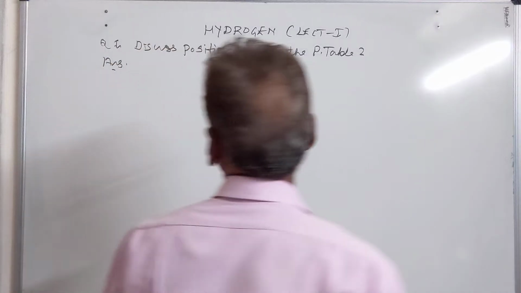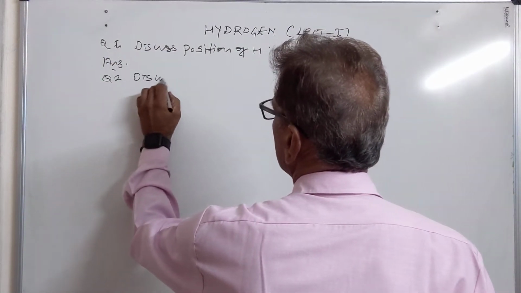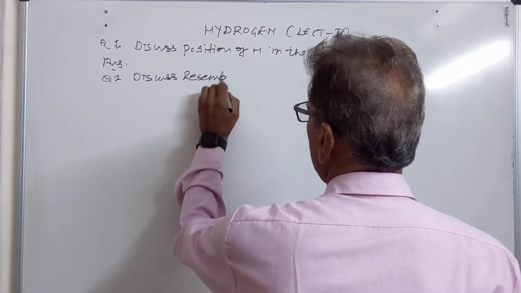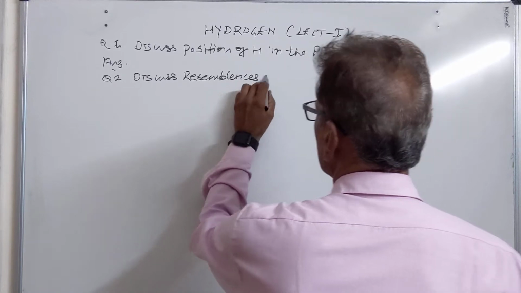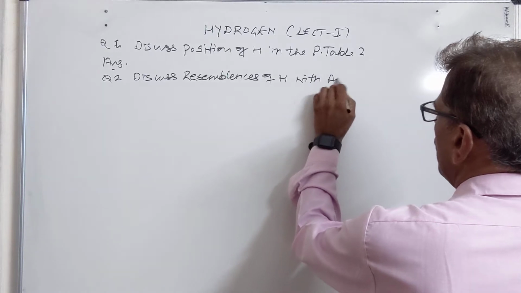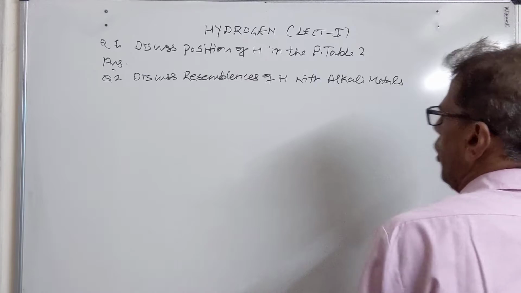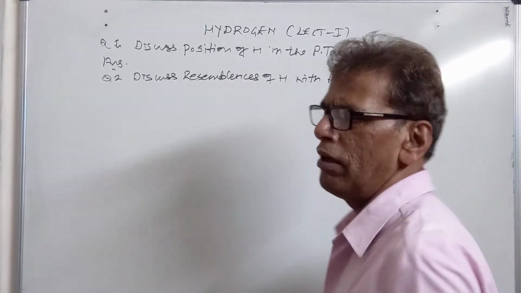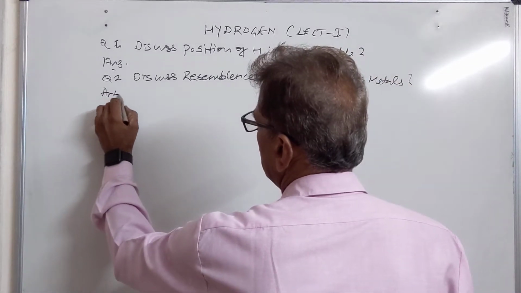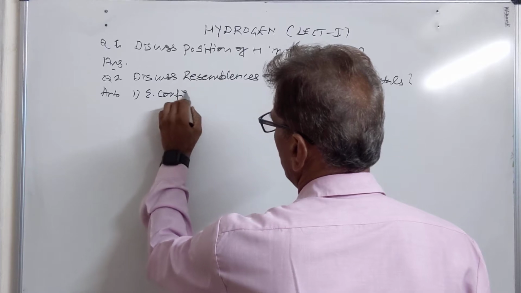Then we have question number 2: discuss the resemblance of hydrogen with alkali metals. So now we'll discuss its resemblance with alkali metals as well as with halogens. First of all we are taking the resemblance with alkali metals. First point is electronic configuration.